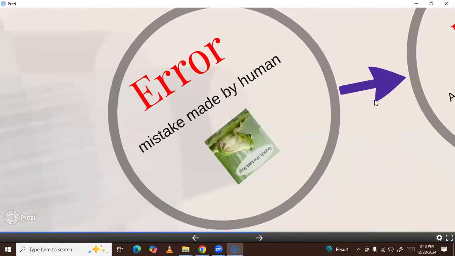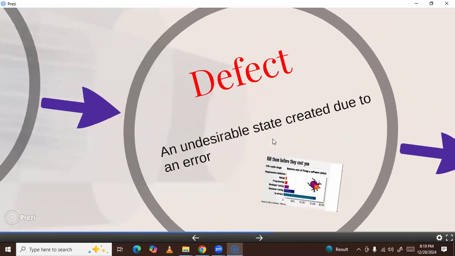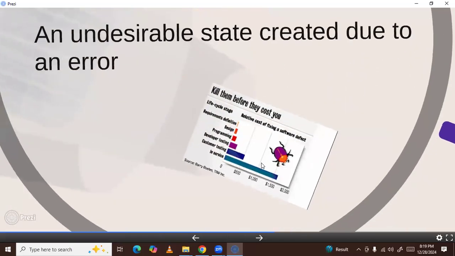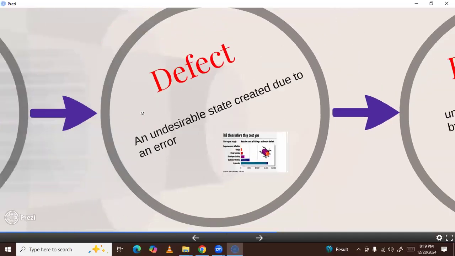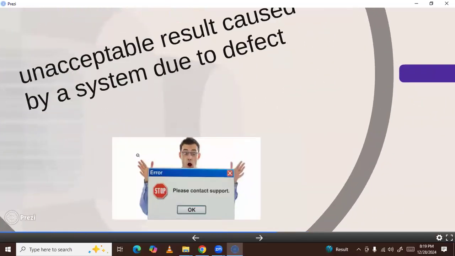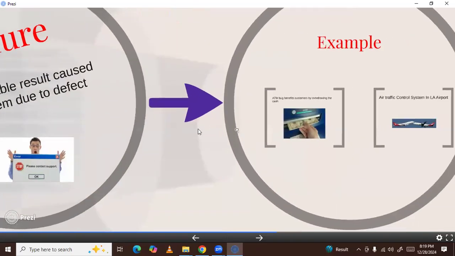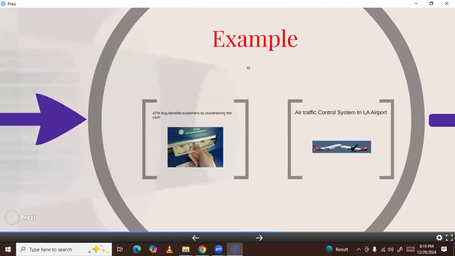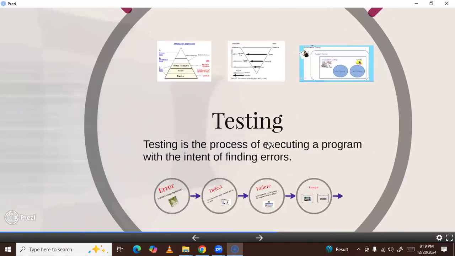Sometimes by mistake we can make an entry which is not desirable. Sometimes a programmer makes a mistake. How do we find this bug? Those defects and failures are sometimes unexpected results produced by the system. A lot of examples are there, so we have to stop this.